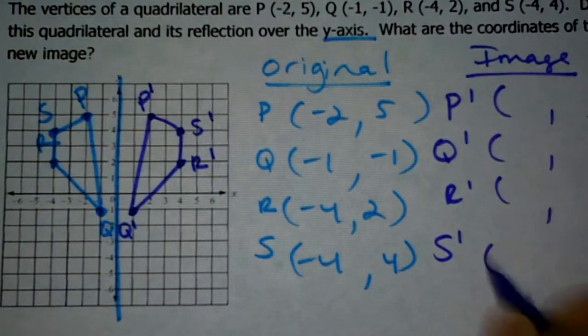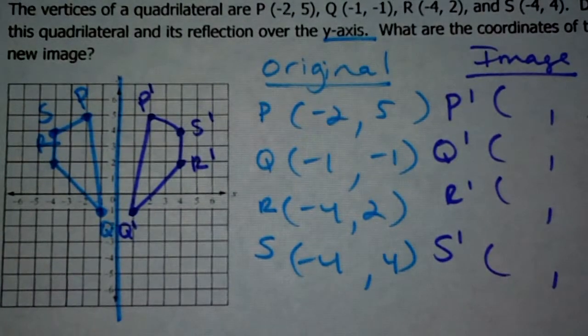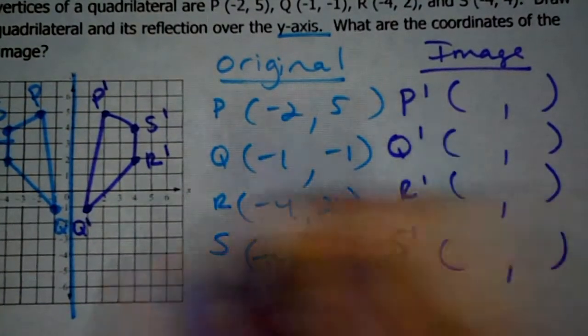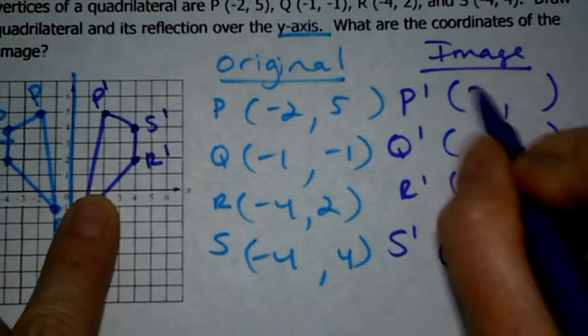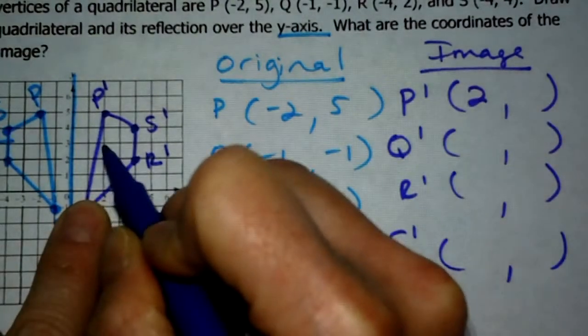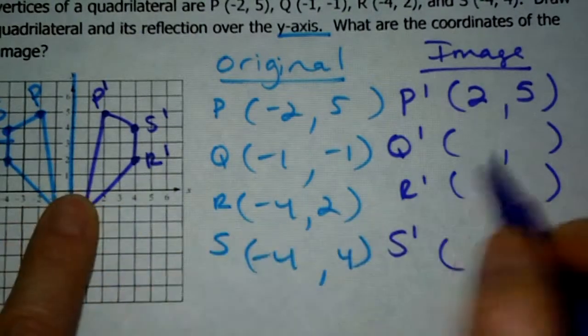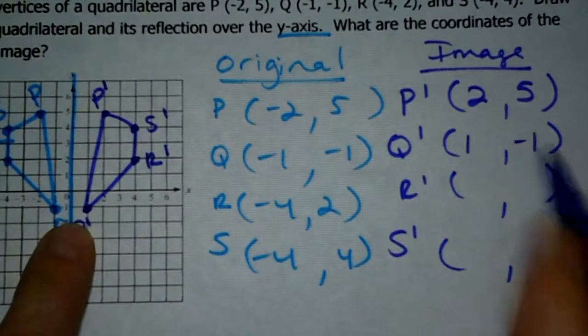Here will be our image. And let's take a look. Before we do any kind of patterns, let's list them out. So for P prime, we go right 2, so that's a positive 2, and we go up 1, 2, 3, 4, 5. To get to Q, we go right 1, and we go down 1.